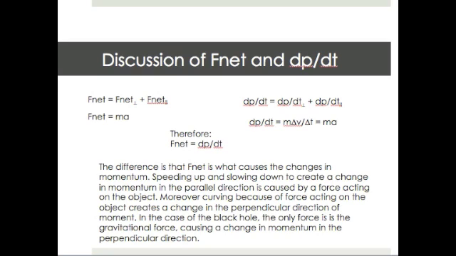One component of this lab is looking at force and momentum and trying to determine the difference between the two. When you look at net force and change in momentum, they may be equal, but there is a fundamental difference. Net force is what causes a change in momentum. So when you're looking at an object speeding up or slowing down, that is a force that then changes the momentum. Or if an object is curving, that is because of a force that changes the momentum in the perpendicular direction. So these changes in momentum can only come about from changes in force.